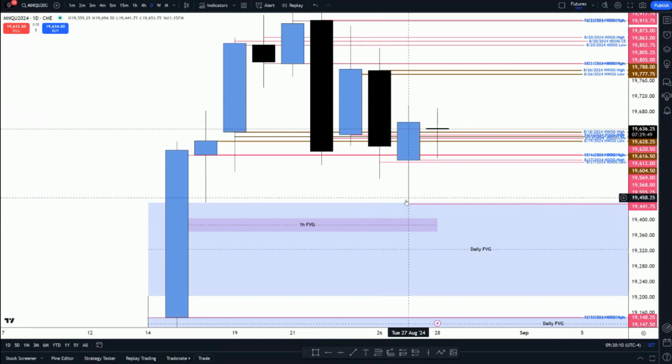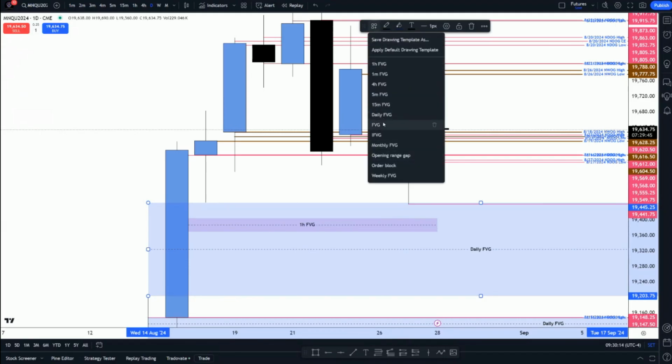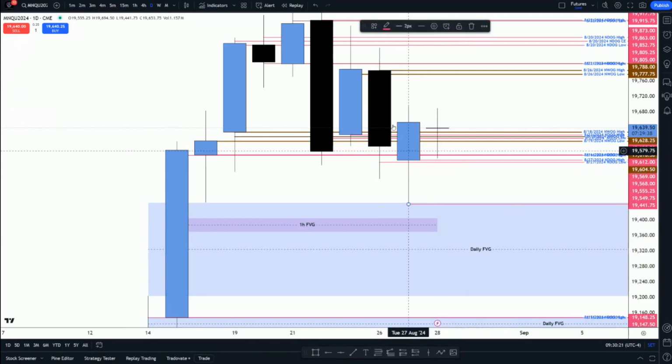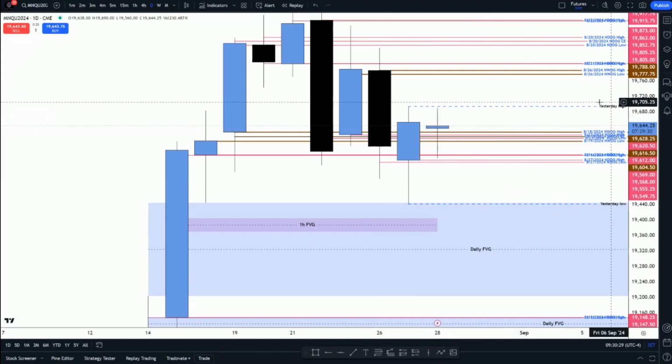So I'll mark from the daily chart the day before. I start off by marking the lowest point, and then the highest point of the wick. So it marks out yesterday's high, yesterday's low.